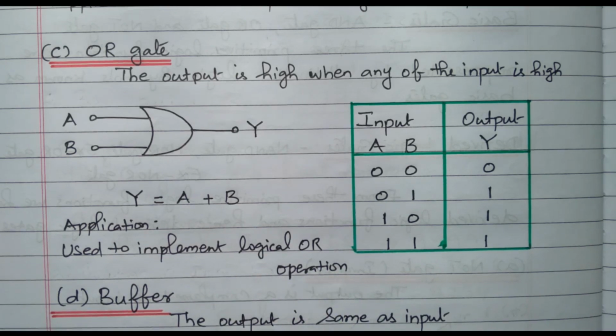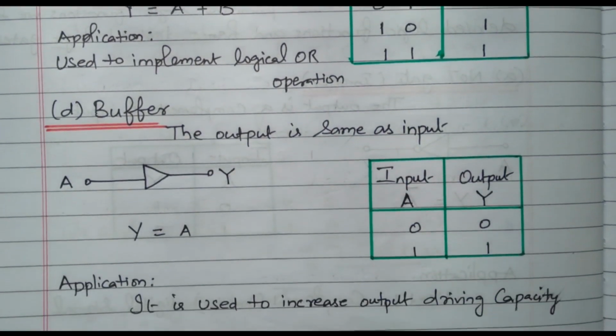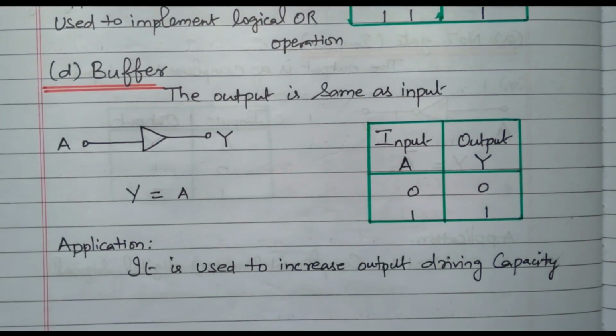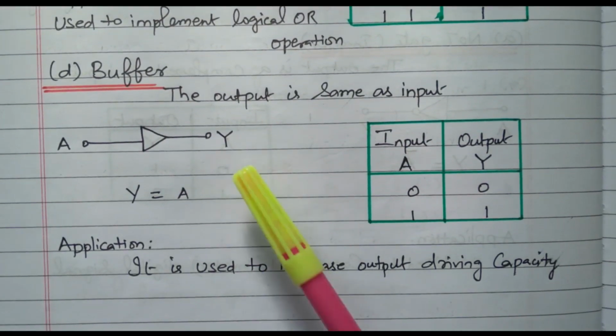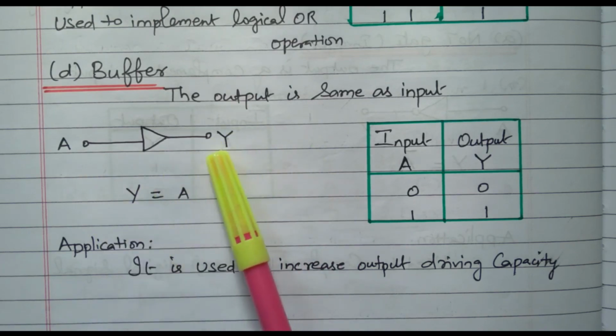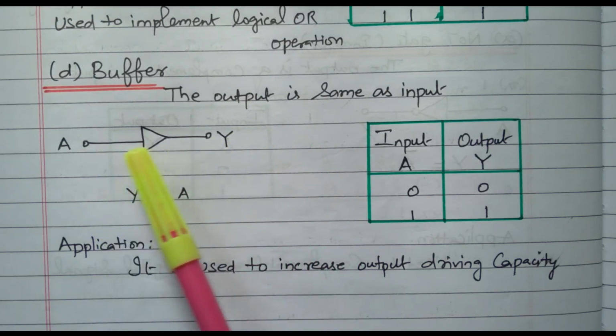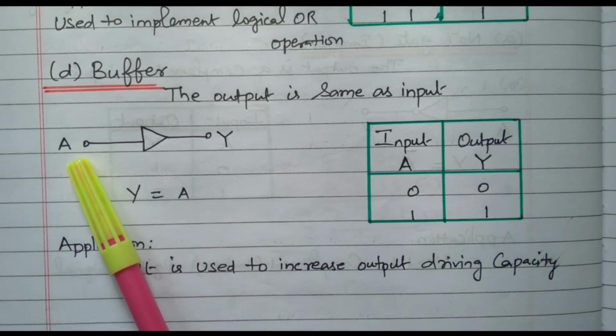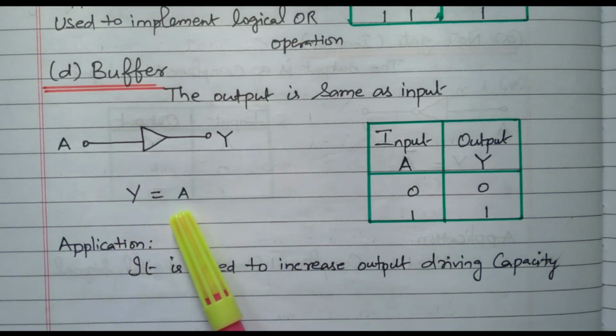So one more gate is available, the buffer. The buffer is nothing but the output is the same as the input. In the case of the NOT gate, the output is inverted, complemented. Here it is just input and output, this is the symbol. Input and output will be the same. A is the input, Y is the output, Y equal to A. Both are equal, right?